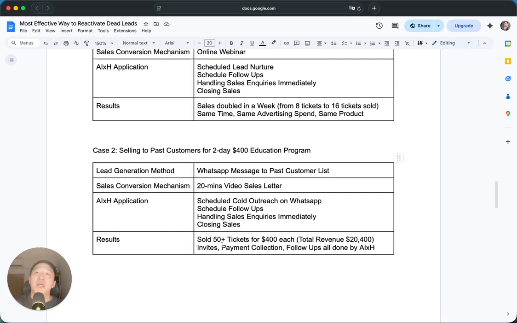The results: we closed 50 plus tickets at $400 each. Total revenue we clocked is about $20,000. Invites, payment collection, follow-ups, all done by the AIxH sales bot. And from this sales class itself, the back-end conversion was also close to $120,000. So that is really something super profitable for this business.